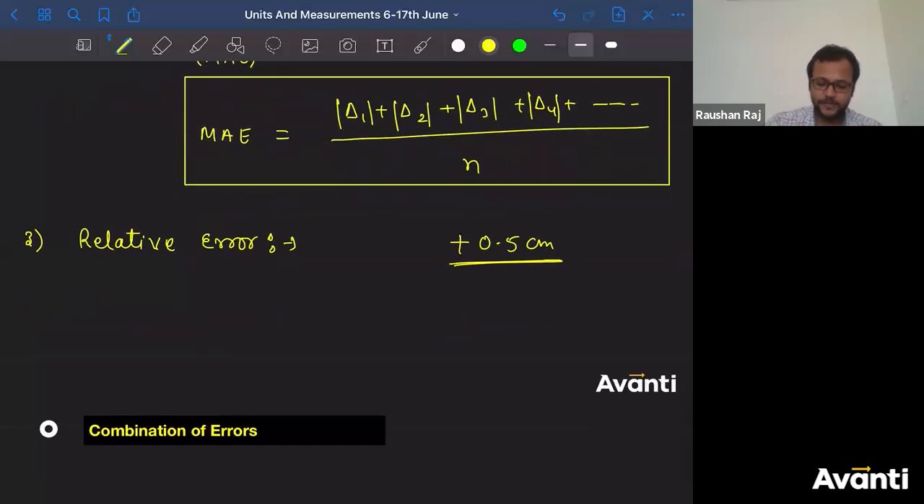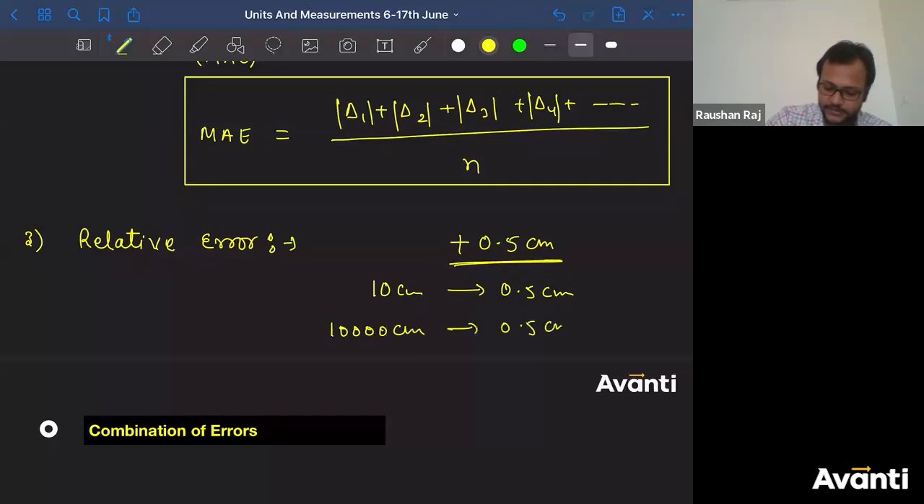What if you are having a length of wire as 10 centimeter, and in this 10 centimeter wire you got an error of 0.5 centimeter. All right. Now again you are measuring one different wire, okay? A different wire. And there also we got the error as 0.5 centimeter, but the length of that wire is 10,000 centimeter. So when you measured 10 centimeter, you got 0.5 centimeter an error, no problem.